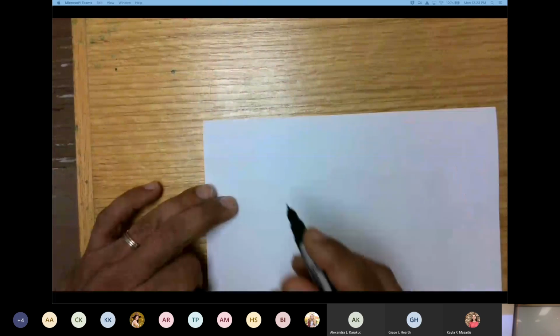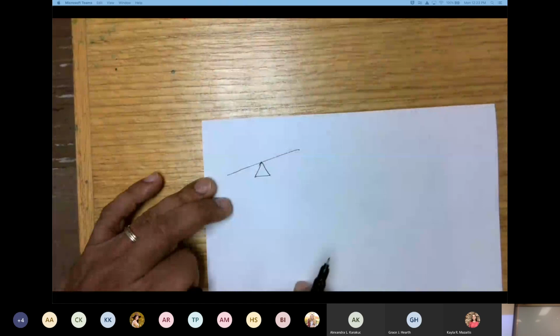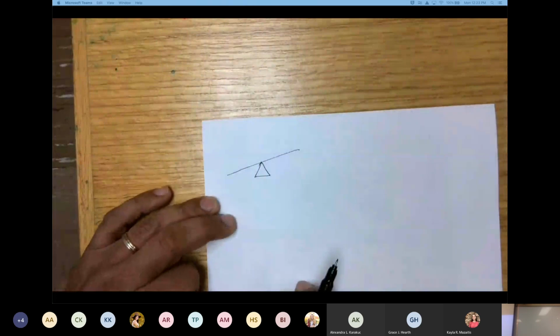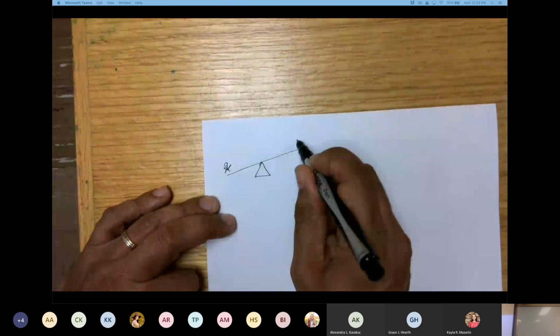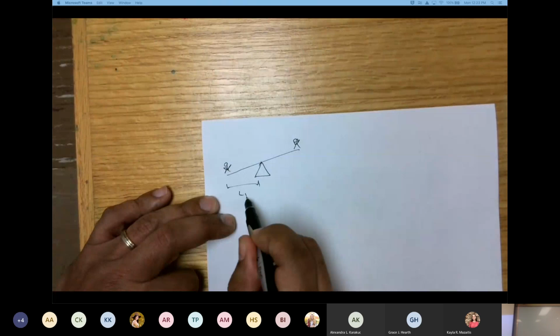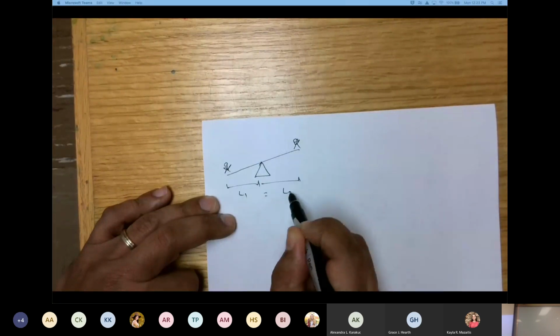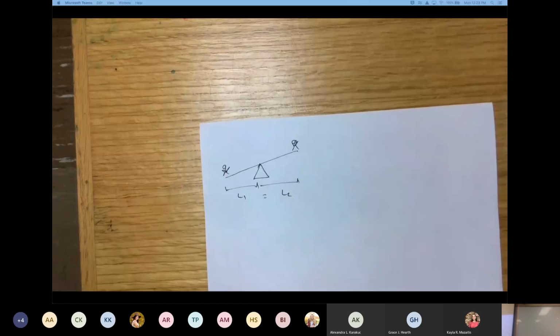So if you have a seesaw and you want this to be completely balanced, well, you will have your two kids to be the same weight. So if you assume that this distance is the same as this distance, you will need the two masses to be exactly the same, so the seesaw is in balance.